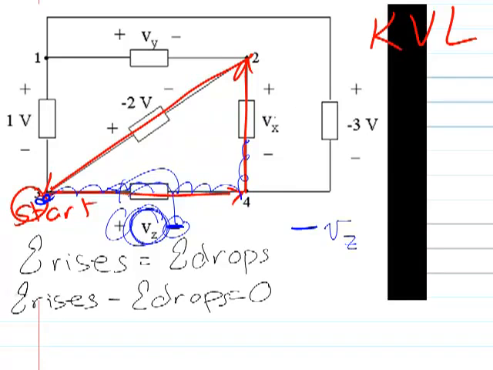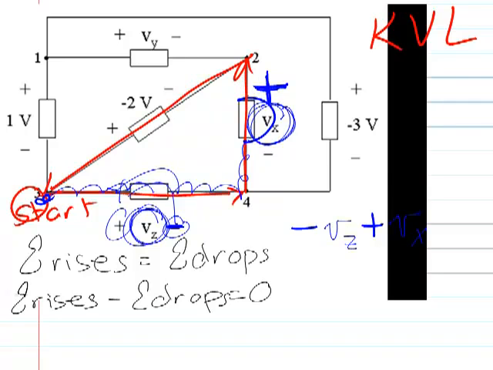Now we have another voltage that happens. This voltage is Vx, and as we hop over, we land on a voltage rise, a voltage increase. So we write a plus sign, and we write our little Vx. And then we keep going on our trip.